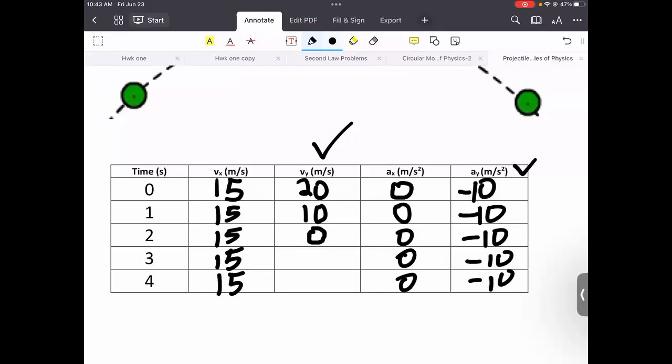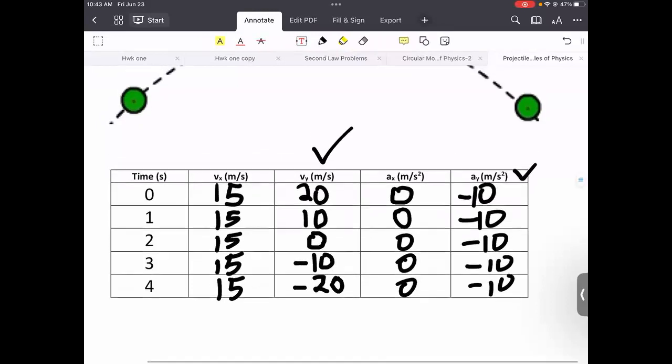Now, at 3 seconds, the object starts going downwards. So the velocity in the y direction now will be minus 10, pointing down, then minus 20. All right, minus 20 here. So that's the velocity in the y direction. Okay, so that's how we complete the table.